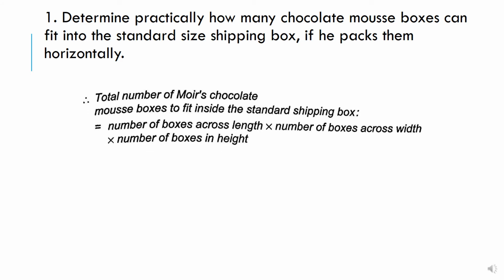So finally, the total number of chocolate mousse boxes to fit inside the standard shipping box is equal to the number of boxes across the length times the number of boxes across the width or breadth times the number of boxes in height. So that gives us 3 times 10 times 5, and we are able to fit 150 of these mousse boxes inside this standard shipping box.